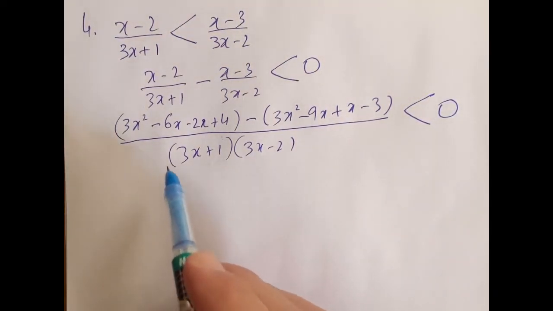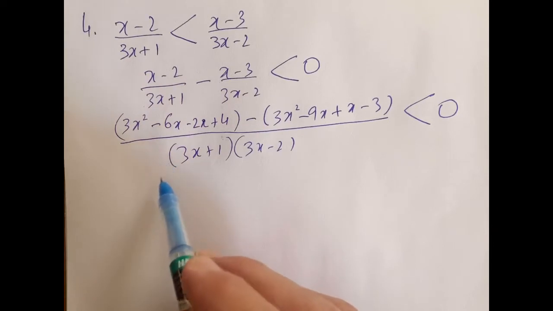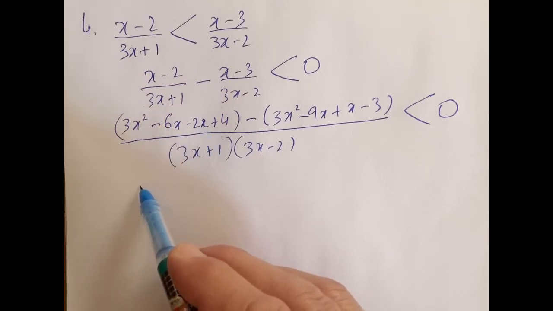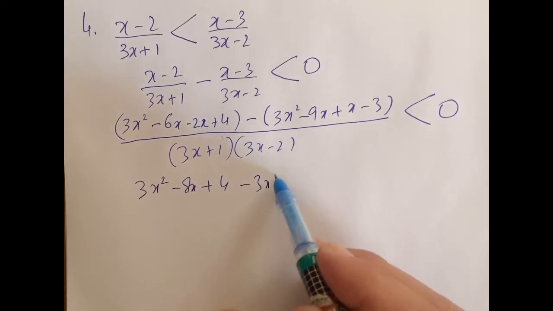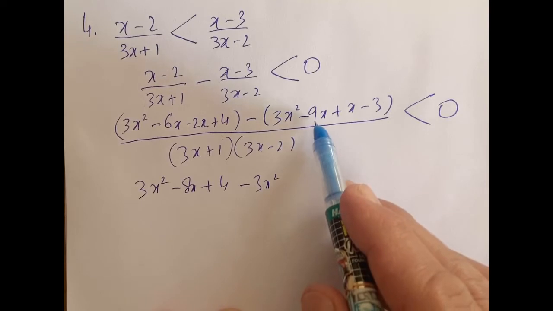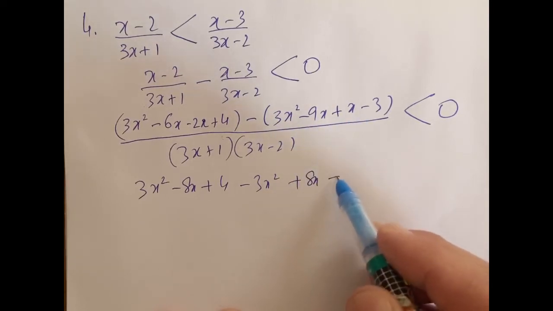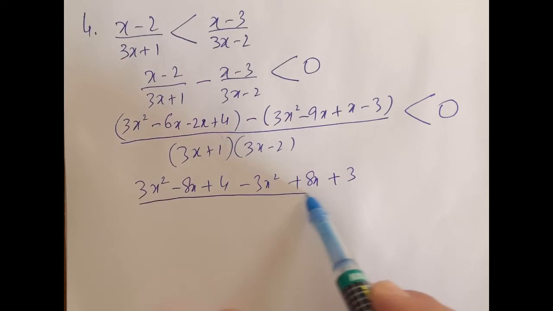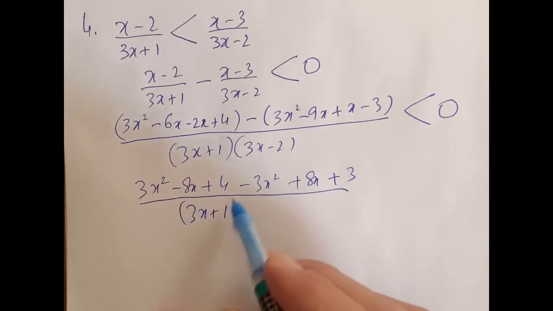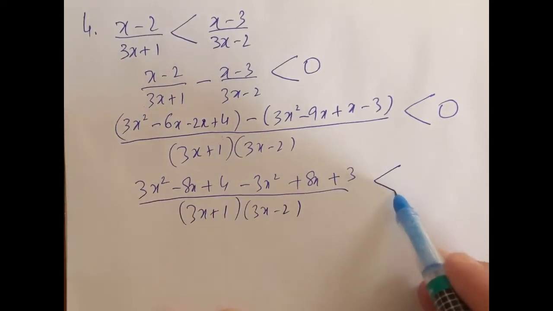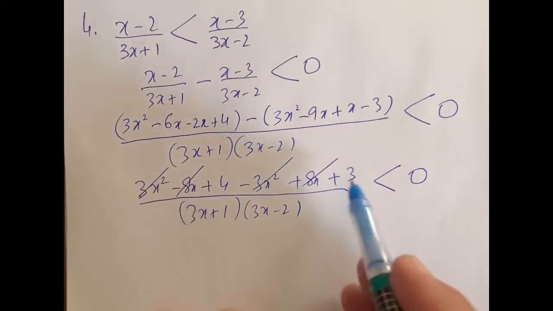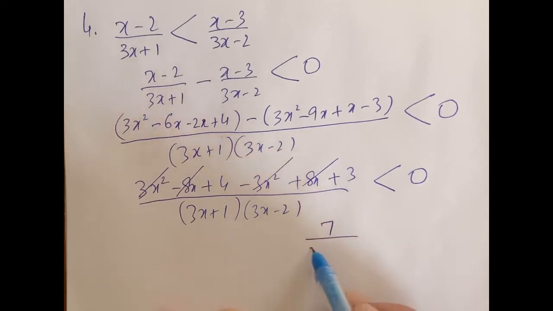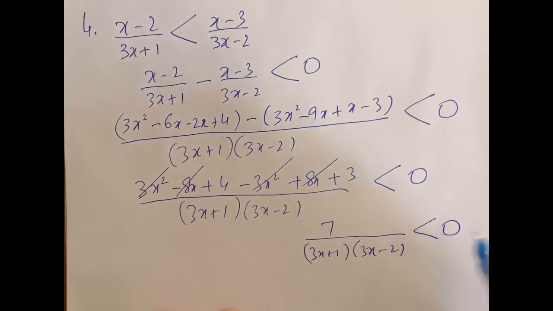Now simplifying numerator, 3x square will cancel out, so this is minus 8x, let's write 3x square minus 8x plus 4 minus 3x square, this is minus 8x, so plus 8x and plus 3, divided by, this is 3x plus 1 into 3x minus 2 and less than 0. This cancels with this with this. We have 7 upon 3x plus 1 into 3x minus 2 less than 0.